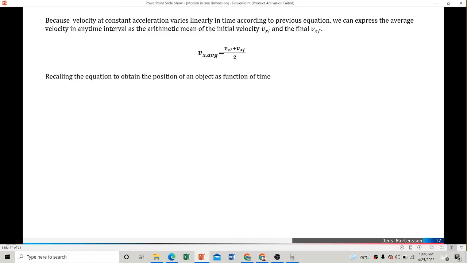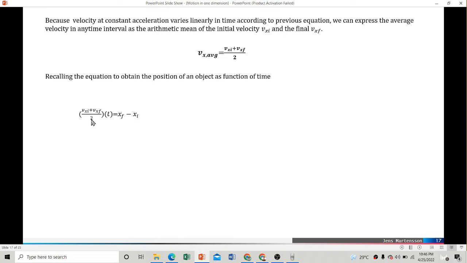vxf minus vxi. This equation is the formula for the average velocity that we obtained in our previous discussion. We have velocity average is equal to x final minus x initial over the entire interval of time.